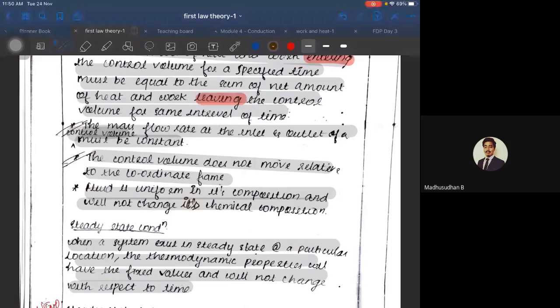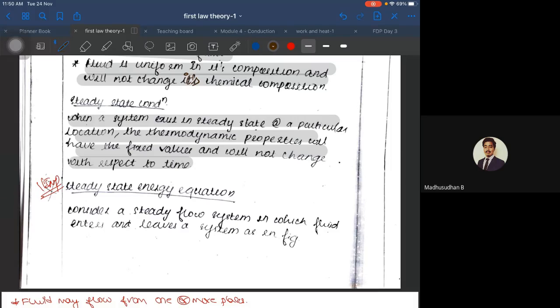Next, Siddesh PN. Siddesh. Sir. So he has given theoretical concepts.